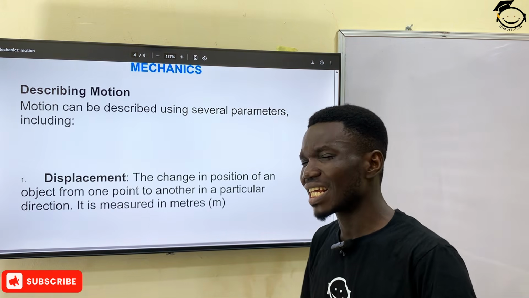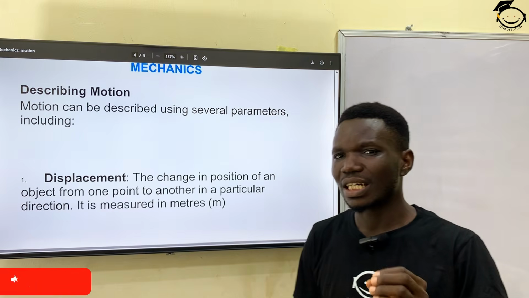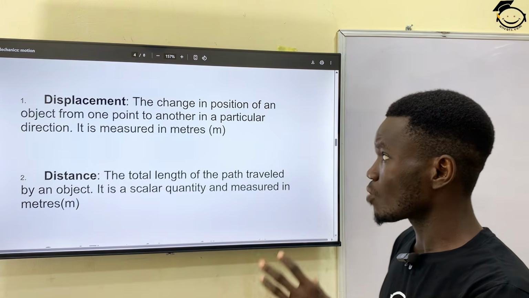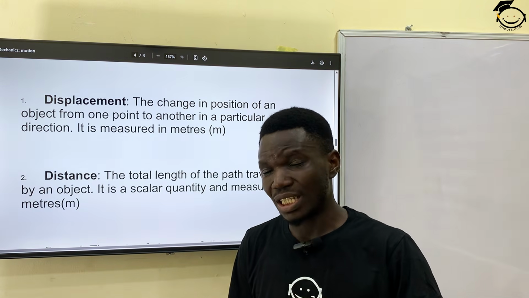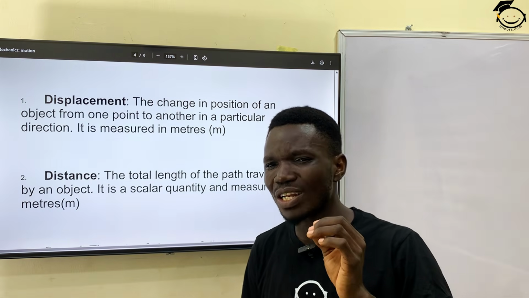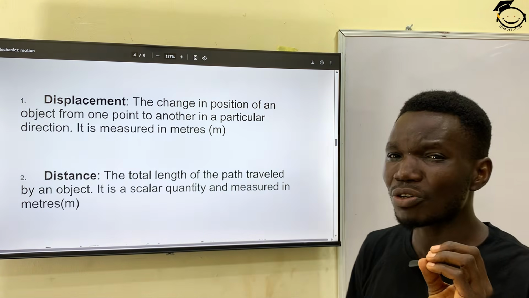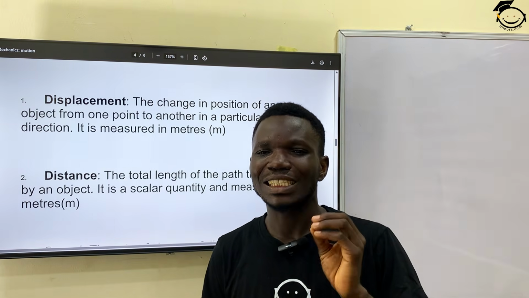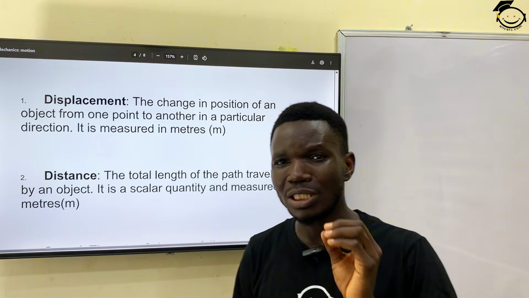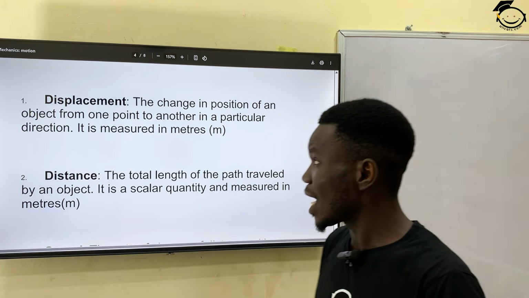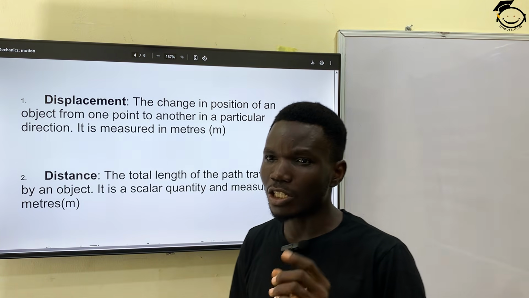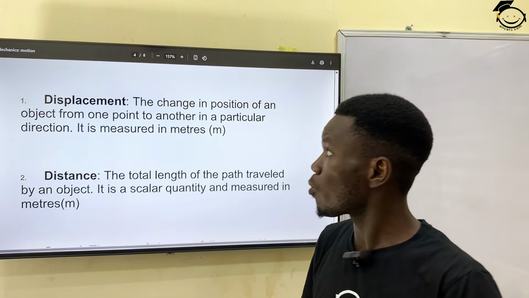One of such parameters is displacement. Displacement is one of the parameters we use for describing or explaining motion. So what is displacement? Displacement is simply the change in the position of an object at a particular period of time in a particular direction, and it is measured in meters, and it is also a vector quantity.